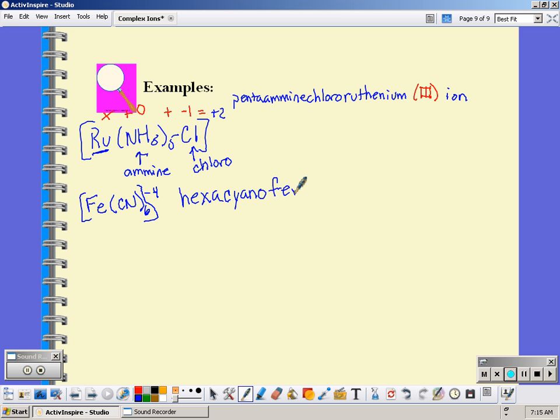If I look at my charges to figure out the charge on the iron, cyanide is a -1, and I have to make it equal -4. So that means iron here has to be a +2. And again, because it's not neutral, I'm going to add the word ion. So let's try one that's not an ion.